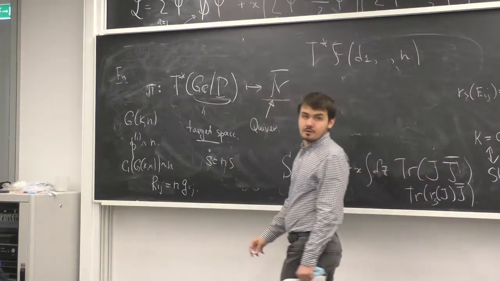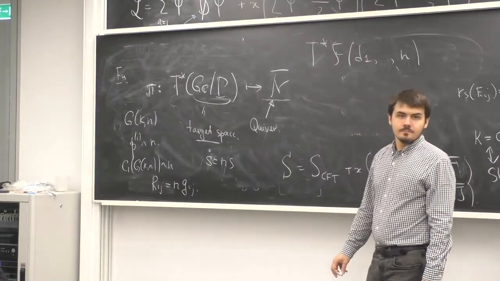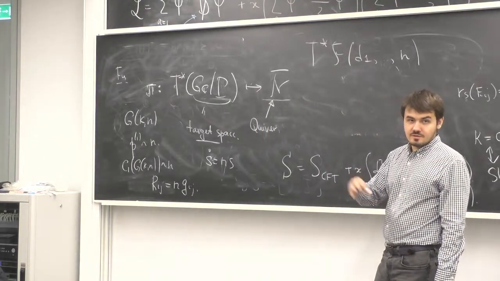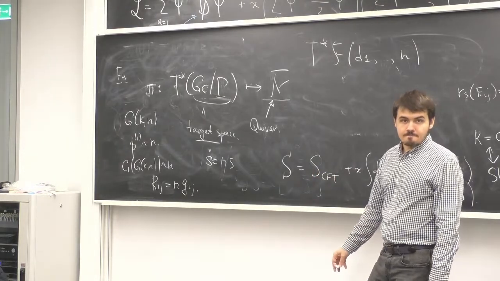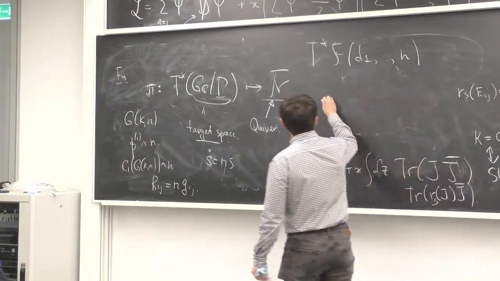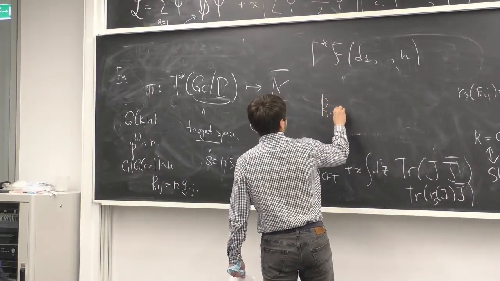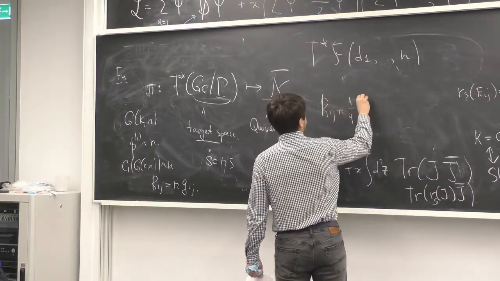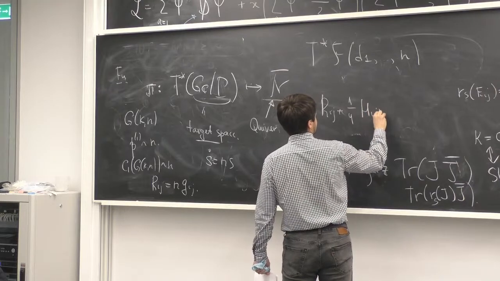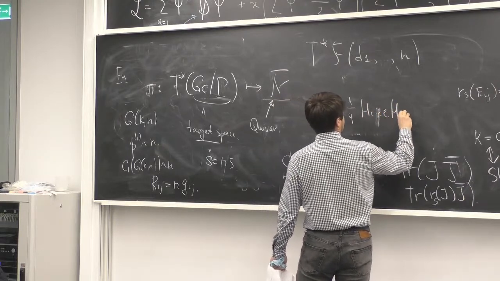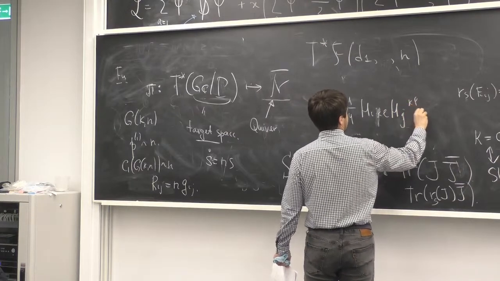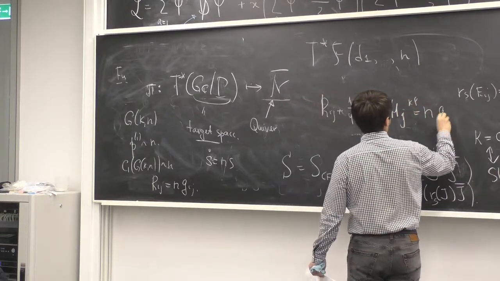Я имею в виду, метрика уже не обладает глобальной симметрией. Не обладает. Да, целое семейство есть метрик. Потому что левая симметрия всё же остаётся. Да, левая симметрия остаётся, да. Но можно доказать такое утверждение, что R_{ij} + 1/4 H_{iKL} H_j^{KL} = n g_{ij}.